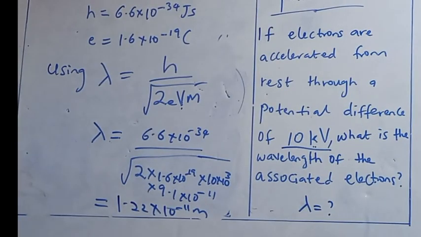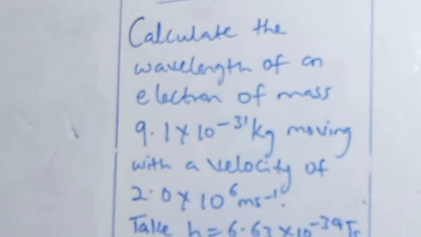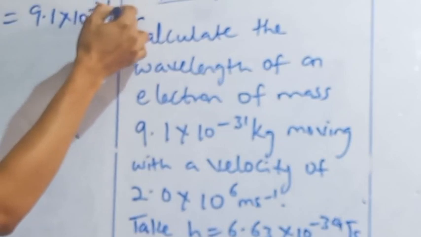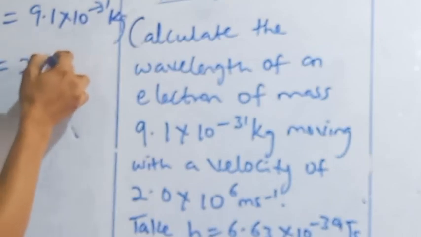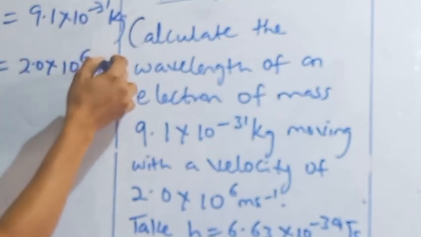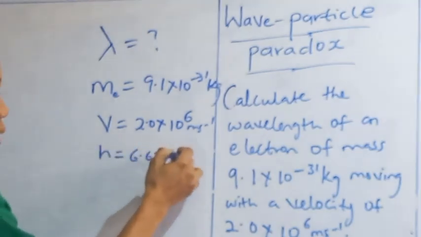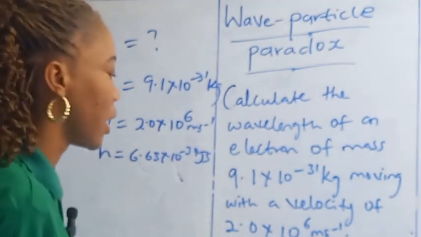Let's take another JAMB past question. This is the number 2 example. Calculate the wavelength of an electron. We are looking for the wavelength of an electron of mass, mass of the electron is given as 9.1 times 10 raised to power minus 31 kg, moving with a velocity of 2.0 times 10 raised to power 6. h is given, is a constant. Mass of electron is already given.